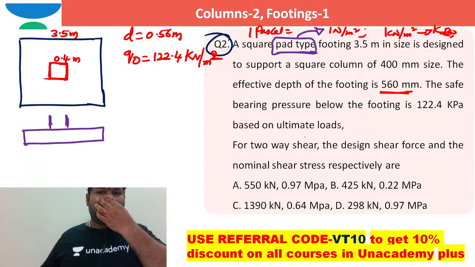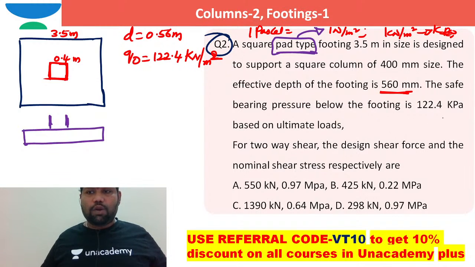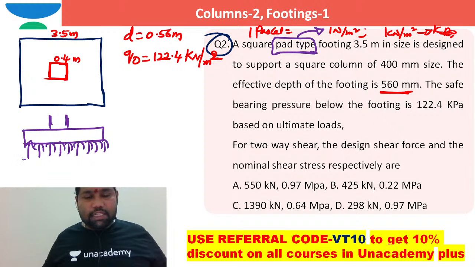The question is: the state bearing pressure below the footing is 122 kilopascal based on ultimate load. So they are saying this is the pressure. Just to make you understand, I am teaching everything in detail, but we can work out all these problems very quickly, which is 122.4 kilonewton per meter square.